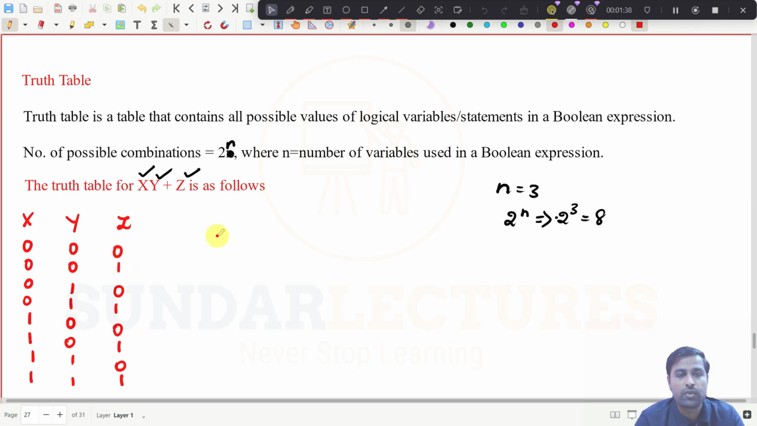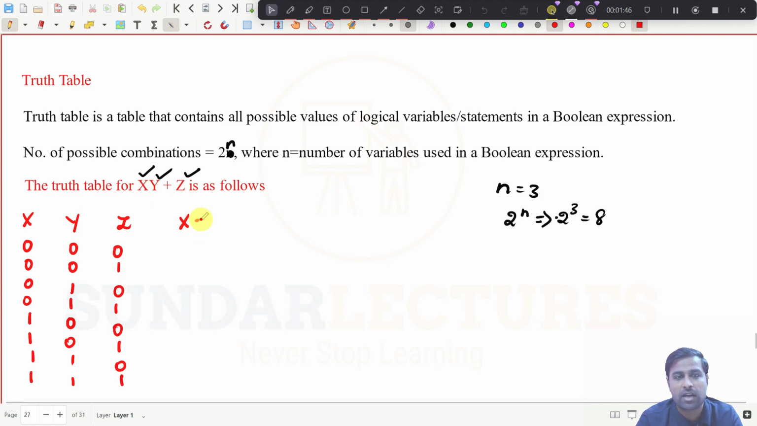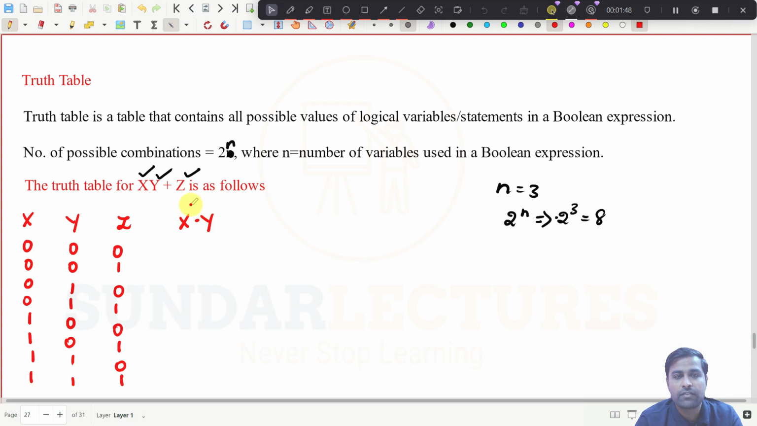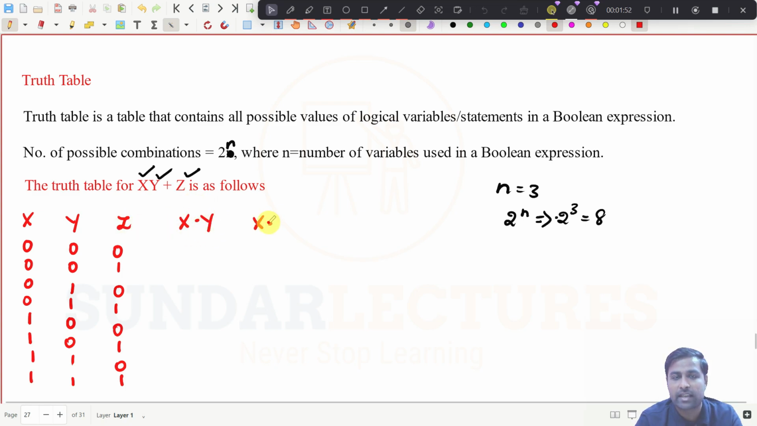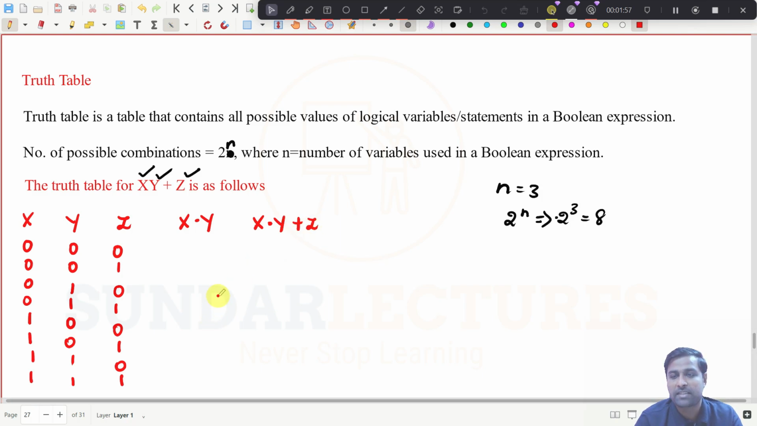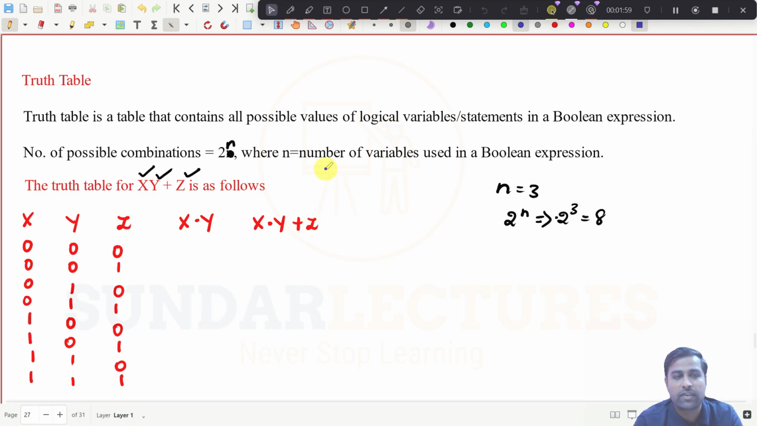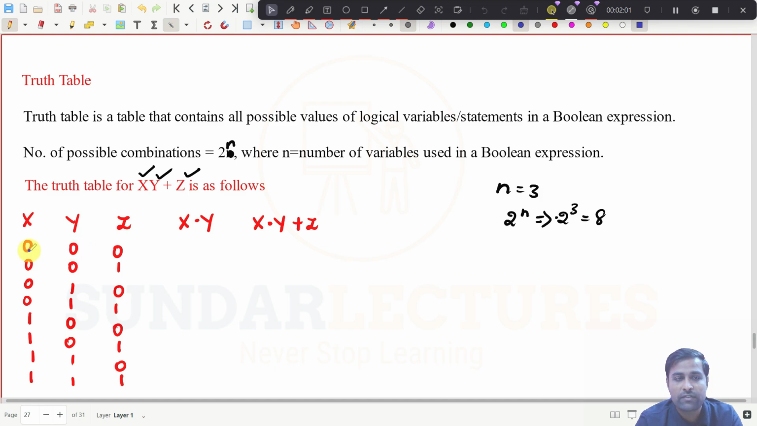So now what you have to do, you have to take x, y, z. If there is nothing between them, then you have to understand this is x dot y. And then if you know this one, you can add it with this, so you will get x dot y plus z. So you can do this. For example, what is x dot y? You have to multiply these two.